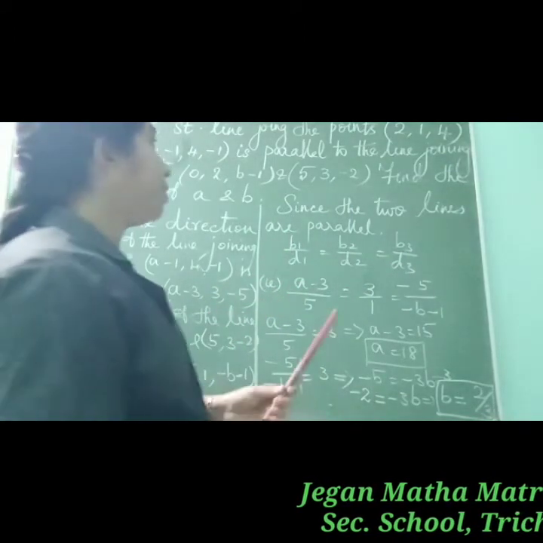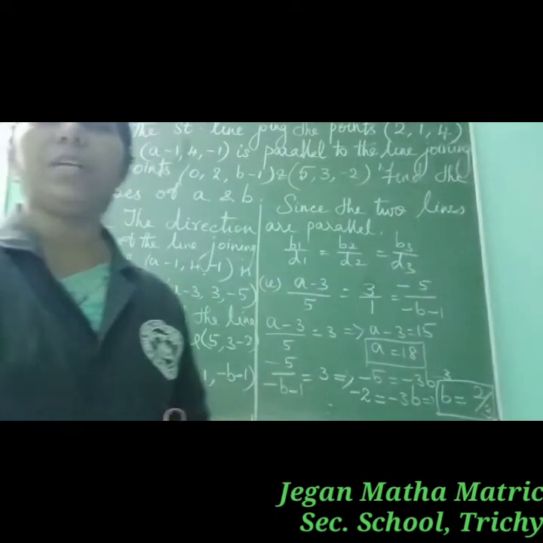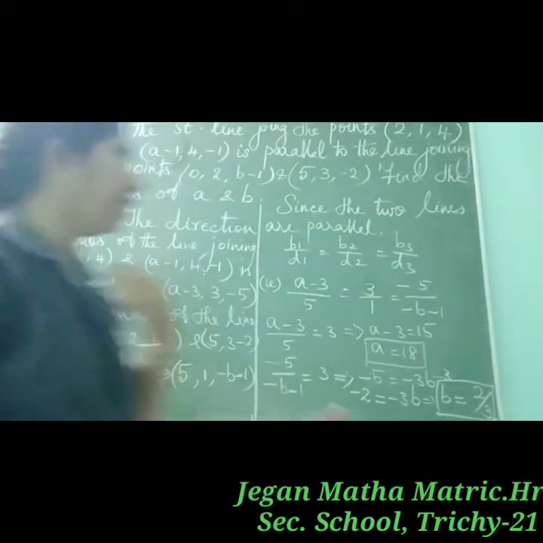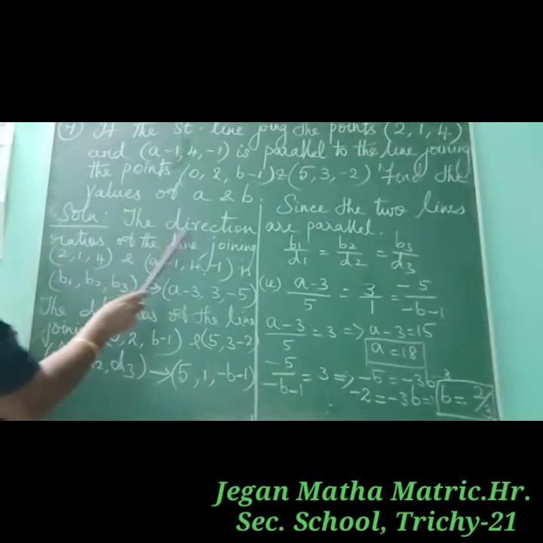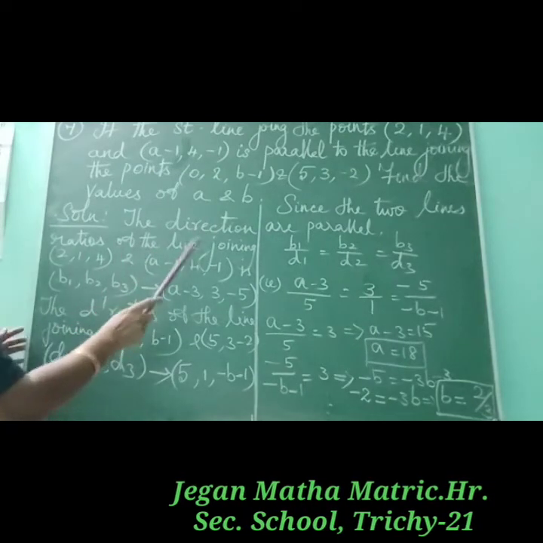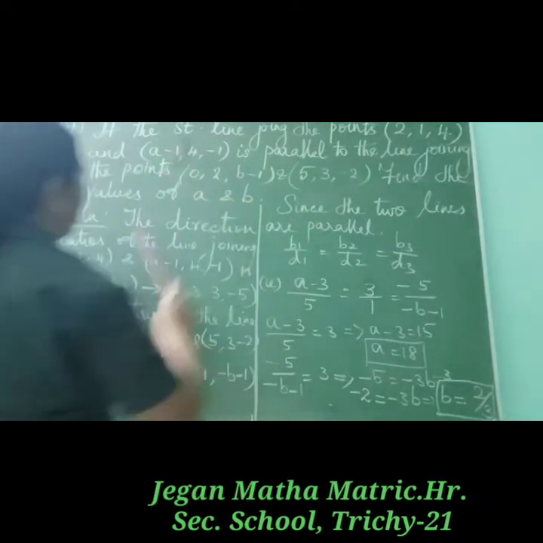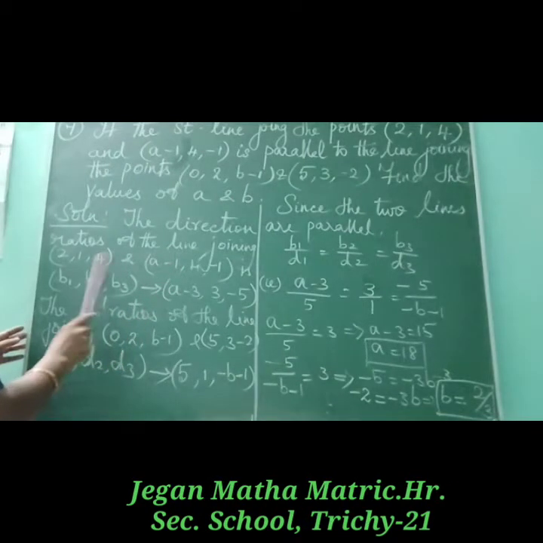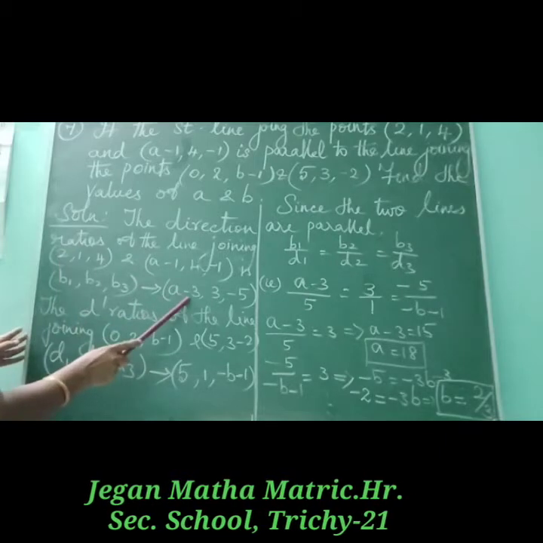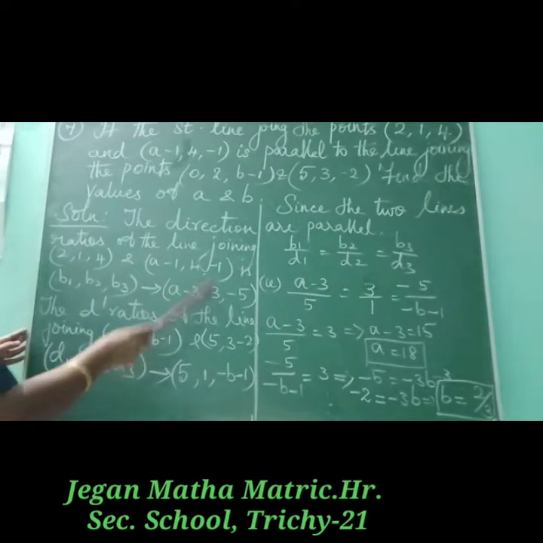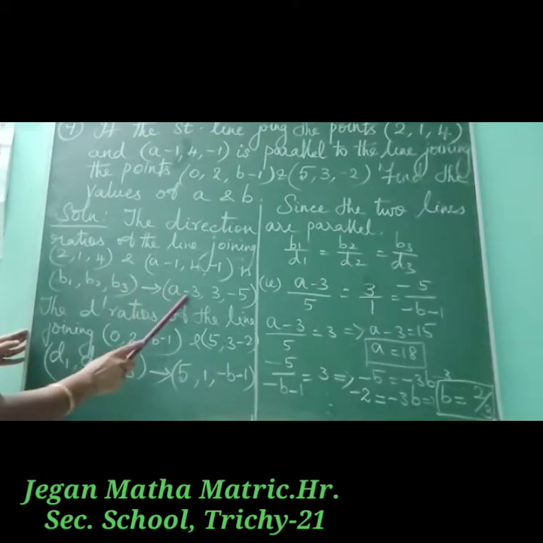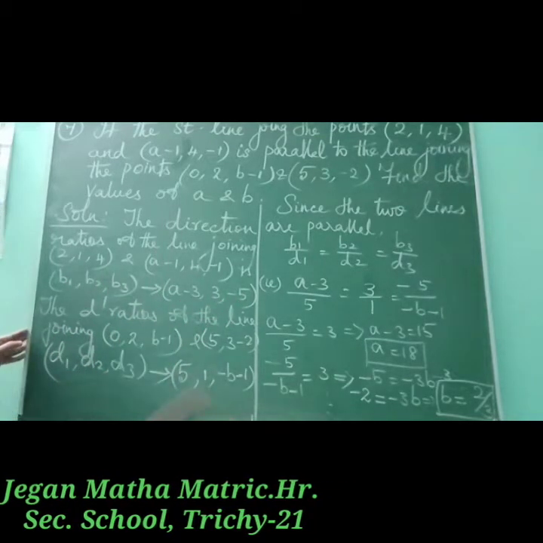So with the help of the given points, first we have to find the values of b1, b2, b3 and d1, d2, d3. First b1, b2, b3, that is the direction ratios of the line joining the first 2 points. The direction ratios of these 2 points: a minus 2 is a minus 2... that is a minus 2, 4 minus 1 is 3, and minus 1 minus 4 is minus 5. Therefore b1, b2, b3 equal to a minus 2, 3, minus 5.